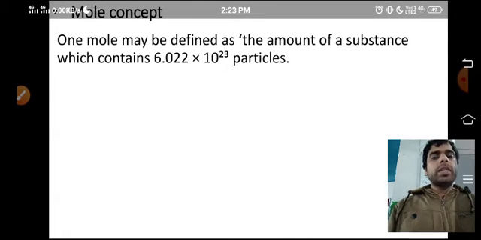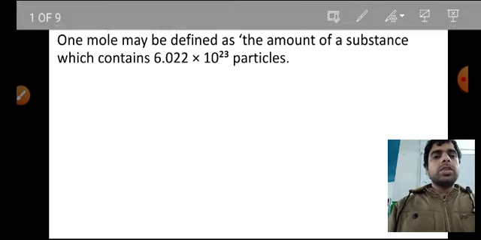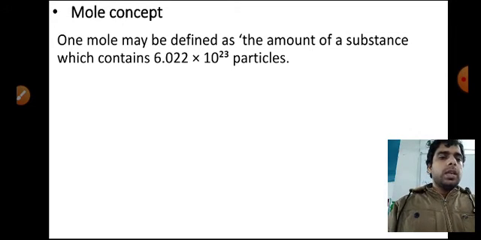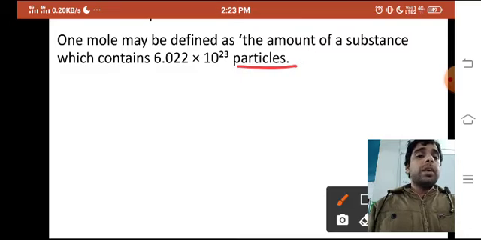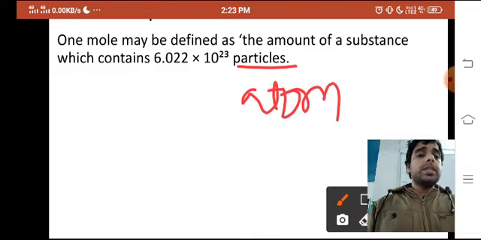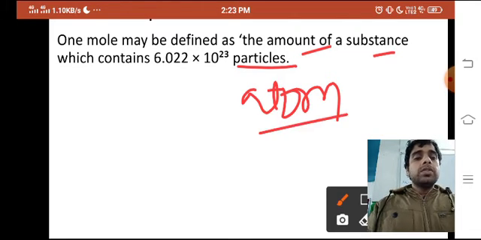Here, first of all, the definition of the mole concept is there. It is defined as the amount of substance, any substance I am talking about, which contains 6.022 × 10^23 particles. If instead of particles I write atoms, then it is the amount of substance which contains 6.022 × 10^23 atoms.